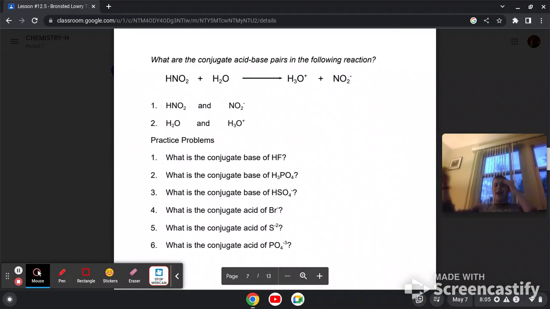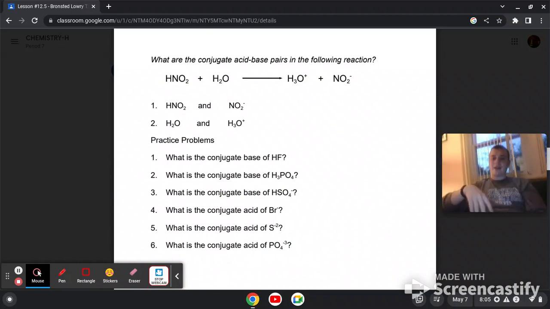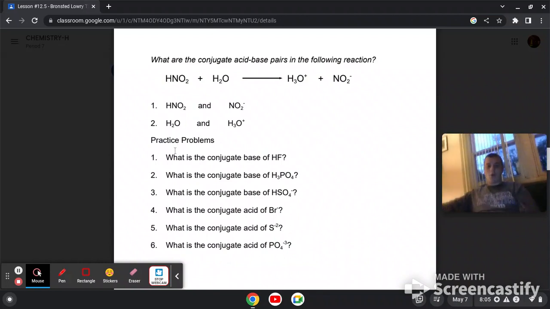So for example, HF, the conjugate base of it is F-. H3PO4, the conjugate base of it is H2PO4-. The conjugate acid of Br- is HBr. S2-, HS-.